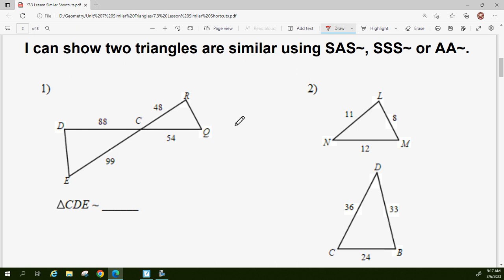Whenever I'm deciding if triangles are similar, I have four options. I can have the side angle side similarity. I can have side side side similarity. I can have angle angle similarity. That's a new one. That doesn't show triangles are congruent, but it will show triangles similar. Or we can have not enough information. That's always a possibility.